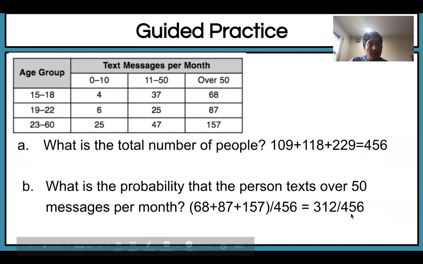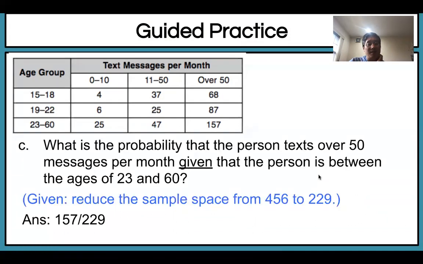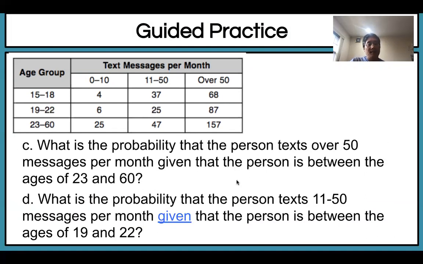And let's go. But there's no condition yet. There is a conditional problem. What is the probability that the person texts over 50 messages per month, given that the person is between the ages of 23 and 60? So we get the probability of over 50. We already did that: 312 out of 456, right? Over 50 messages. But there is a condition: given that the person is between the ages of 23 and 60.